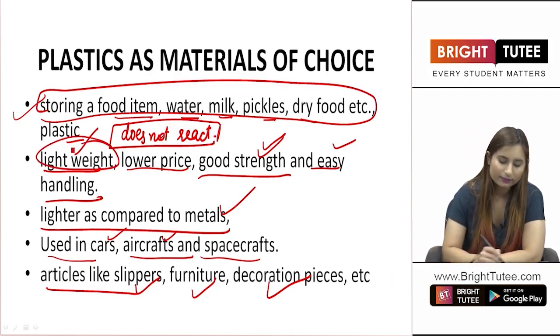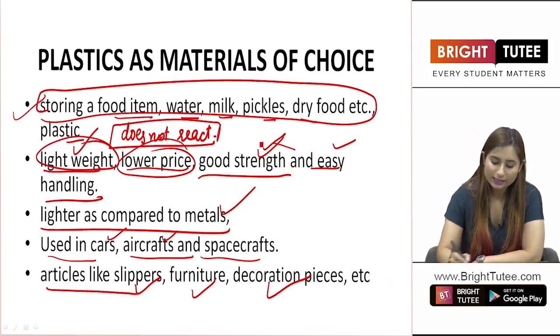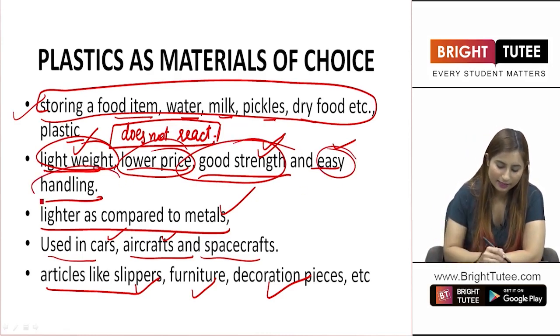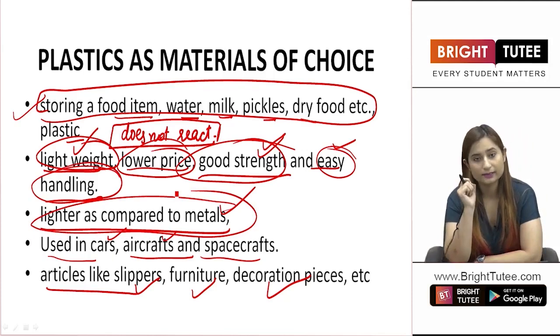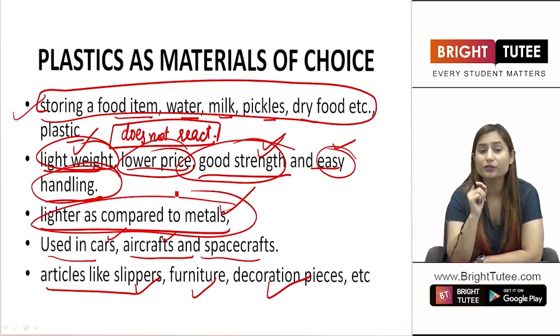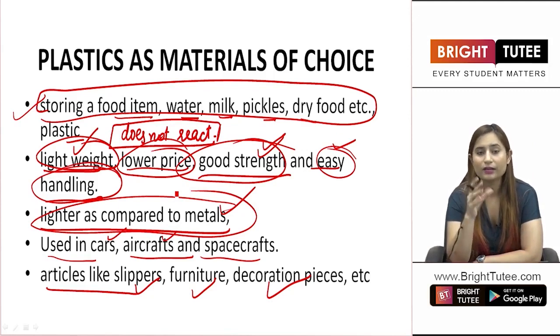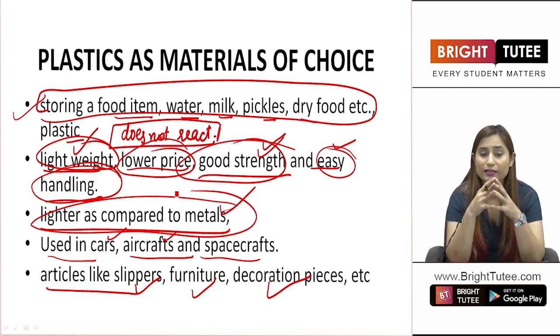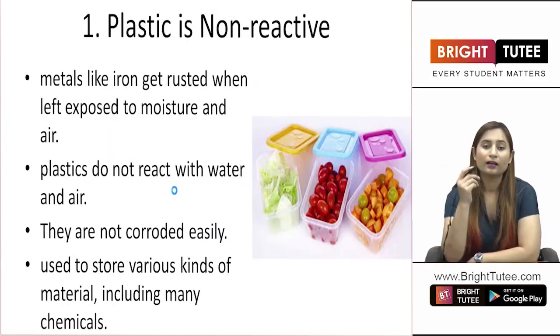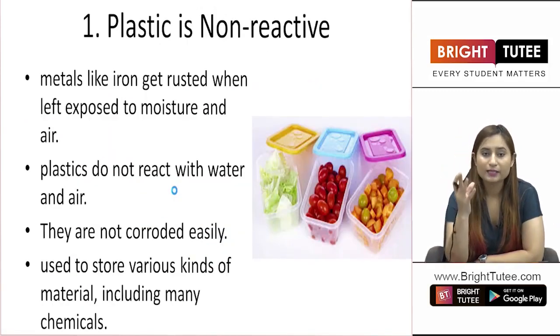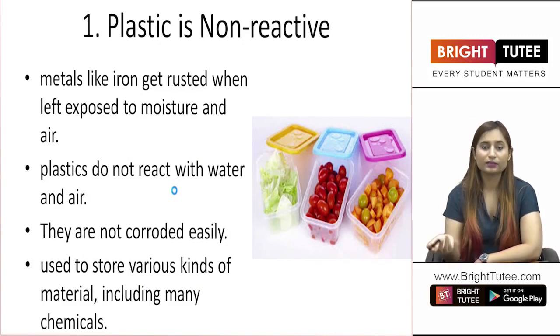it is lightweight, it is cheaper, it has good strength, it is easily handled, and it is lighter as compared to metals. So these are the advantages which make plastics a material of choice. We are using plastics as our choice because there are certain advantages linked to plastic which assist us in our households and different works around us, right?